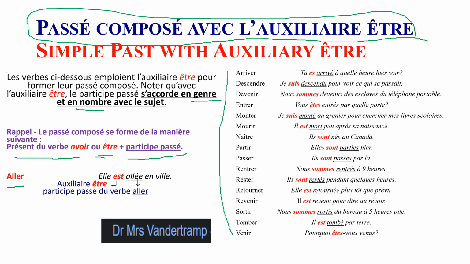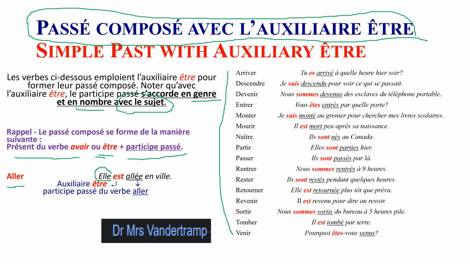Aller. Elle est allée en ville. Keep in mind, elle is a subject, and this is the subject we are referring to here. It is singular, and it is feminine in gender. Okay? So, EST is l'auxiliaire être, allé, c'est le participe passé du verbe aller, the past participle of the verb aller. And here, you remember what we said? Le participe passé agrees in gender and in number.